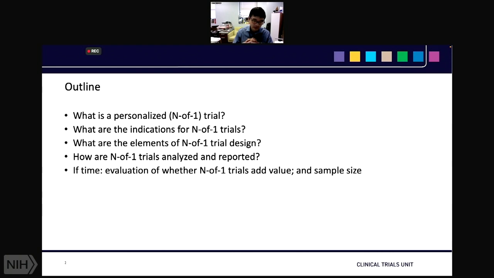That's the third question. Number four, we're going to see how N-of-1 trials are analyzed and reported in the literature, just to give us a sense of the statistical analysis issues in it. And if there is time, I'll go into more details about how to evaluate N-of-1 trials and to see whether it actually is useful, and also talk about some sample size consideration issues, again if there's time.